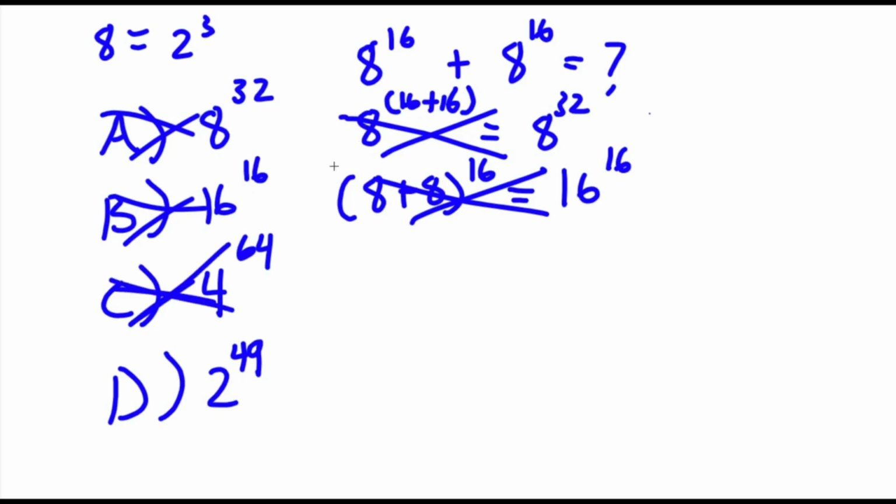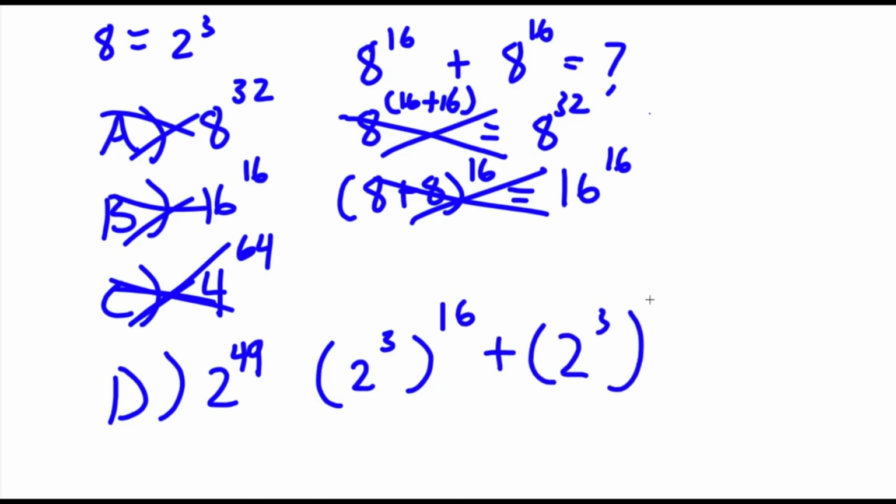And for D, which is the correct method, remember how I said 8 is equal to 2 to the power of 3. So what you have to do is you have to substitute in 2 to the power of 3 for 8. So now I have 2 to the power of 3 to the power of 16 plus 2 to the power of 3 to the power of 16.